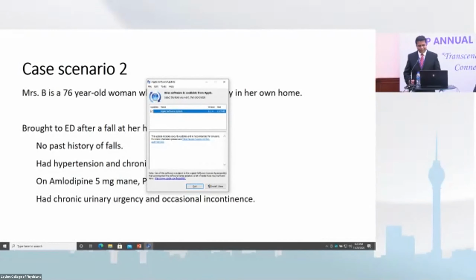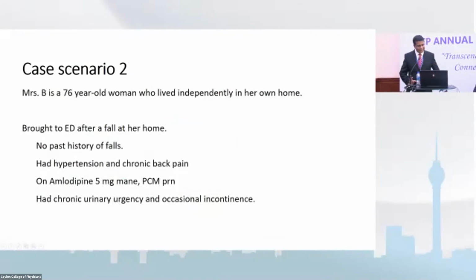So what I do is case number 2, and I would like you to write down this case, because I am not going to discuss it. This case scenario 2 is an exercise for you.